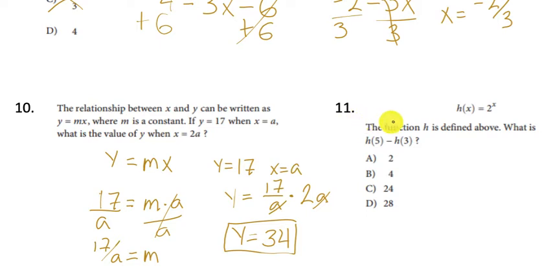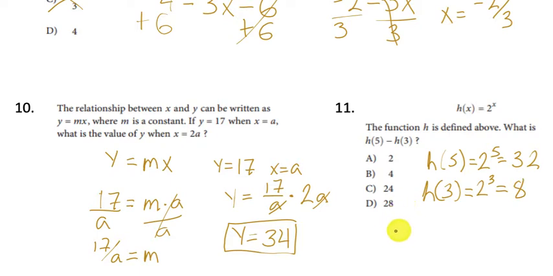Number 11. The function h is defined above. What is h of 5 minus h of 3? H of 5 means we're plugging in 5 into the exponent. 2 to the 5th power is 32. We're going to do the same with h of 3. This will be 2 to the third power, which is 8. H of 5 minus h of 3 is going to equal 32 minus 8, which will be 24. Or answer choice C.